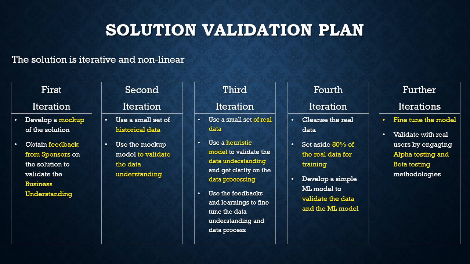The fourth iteration would be cleansing the real data, setting aside 80% of the real data for training, and developing a simple machine learning model to validate the data on the machine learning model. In the further iterations, we will be fine tuning the model, and we will also use users from the farms to do alpha testing and beta testing.